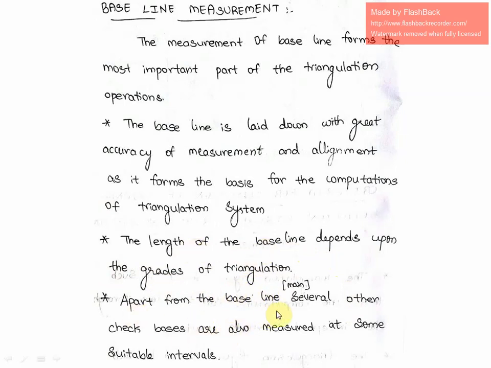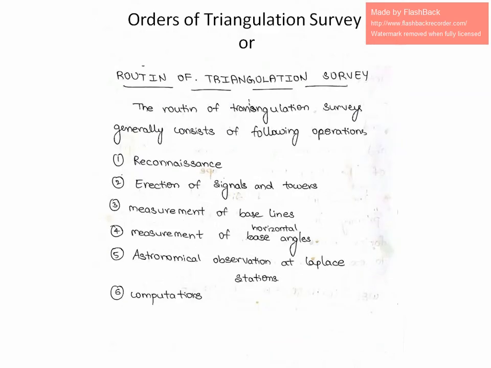Next, apart from the baseline, several other check bases are also measured at suitable intervals. In lecture 1 I told you about the removal of errors: errors may occur in the length and azimuth. So to overcome that, check bases are also measured at suitable intervals. Not only the baseline, some sub baselines we can also refer.